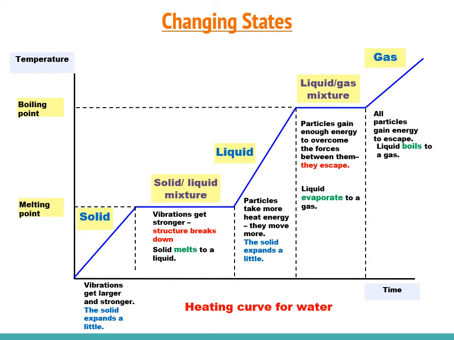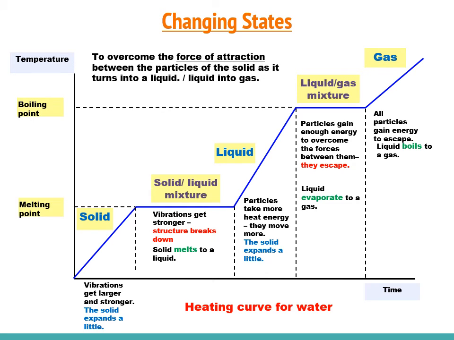Now the question is, why are there two fixed temperatures in between these changes of states that we call the melting and boiling point? During these fixed temperatures, the forces of attraction between the particles are overcome as it turns into a liquid during melting point and liquid to gas during boiling point.